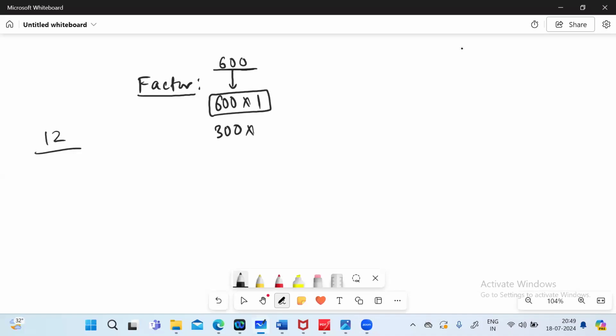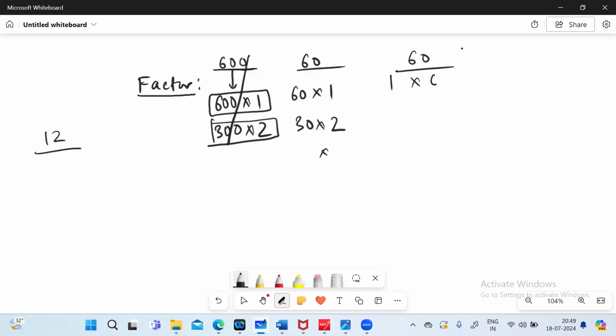And second smallest will be 2. So these two will be complementary to each other. So let's take a smaller number, not 600, because I will have to write many factors here. So let's reduce the exercise by taking 60. So I'll be writing these two again. So the next set will be, and I should have written it this way, 1 into 60, 2 into 30, 3 into 20, 4 into 15, 5 into 12, and 6 into 10.